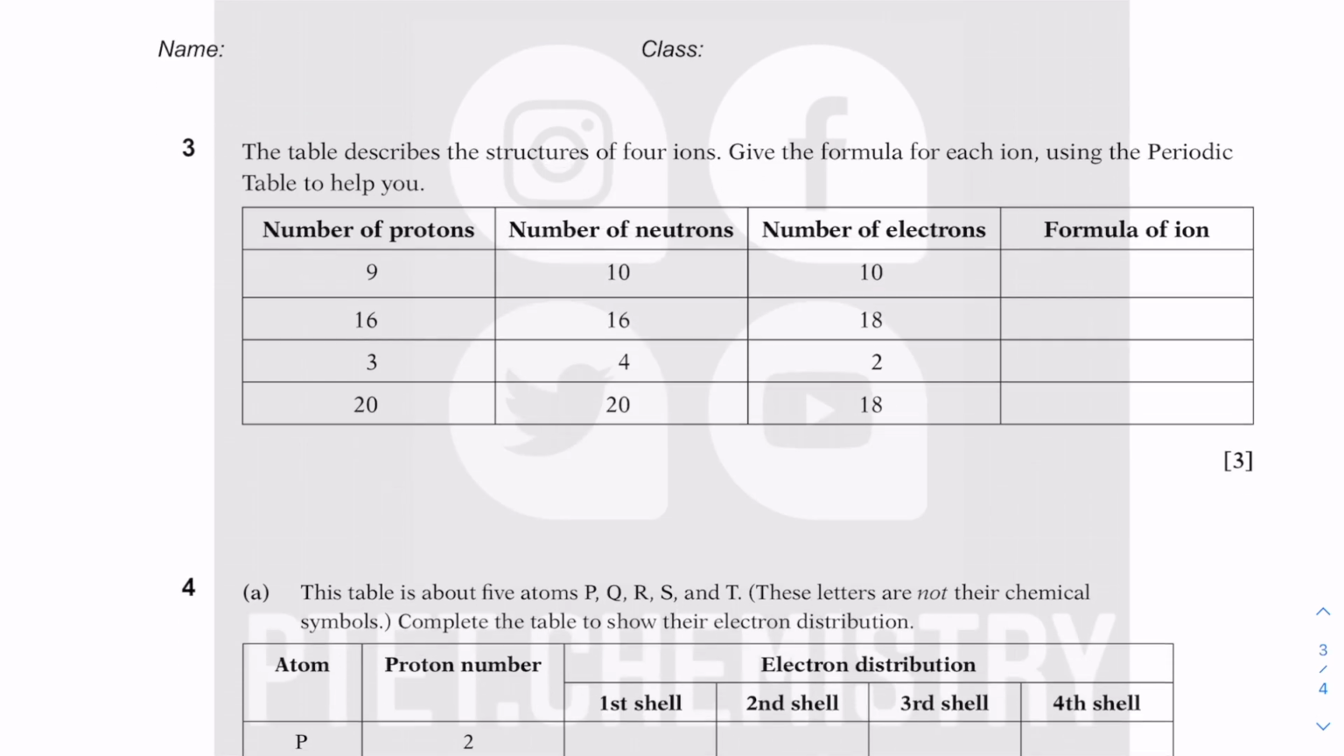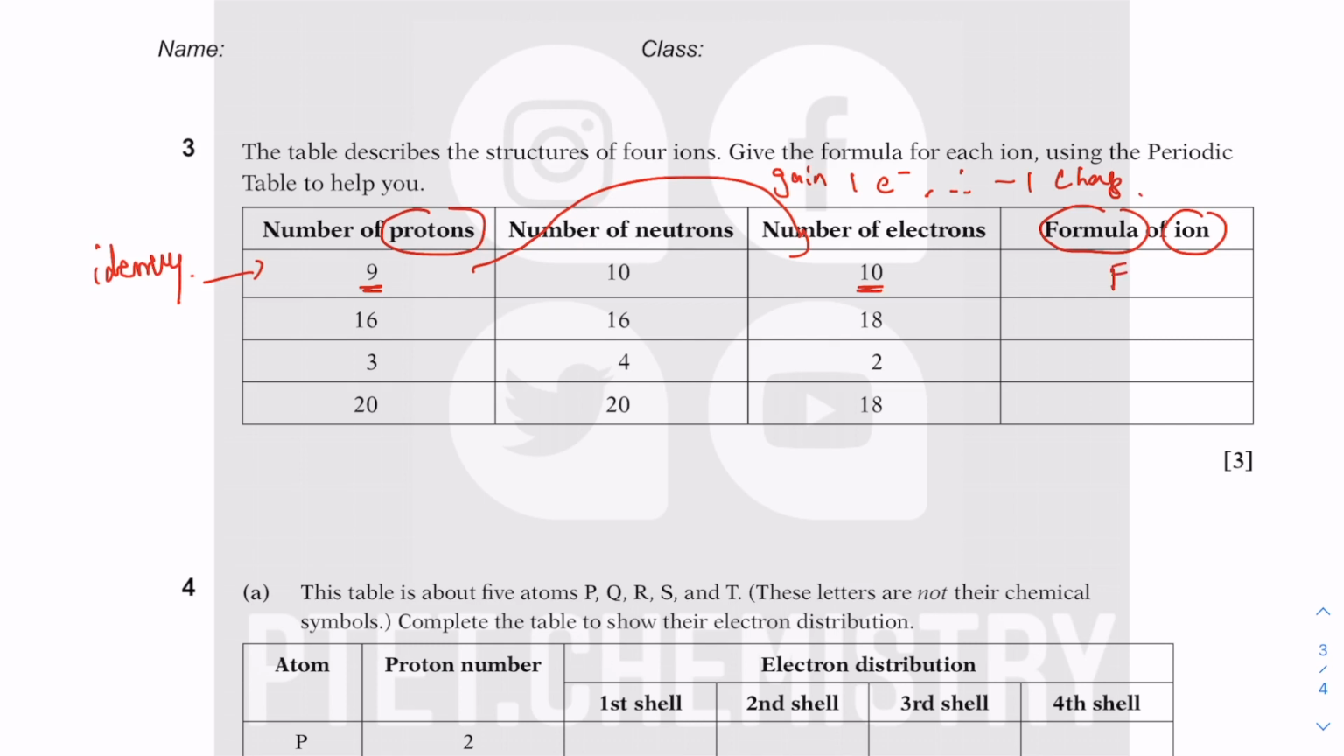Question 3, we know that these are ions. We need to give the formula, and you can see that the number of electrons does not equal the number of protons. So from here to here, you gain 1 electron, therefore minus 1 charge. The number of protons is the identity of the element. So you look for element number 9. Element number 9 in the periodic table is fluorine. The symbol is F, so it's F minus.